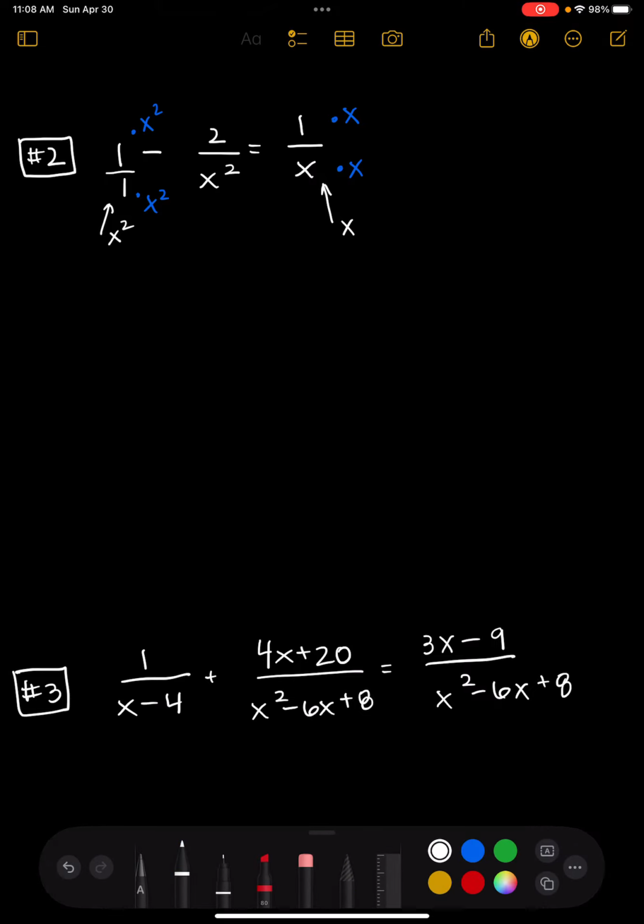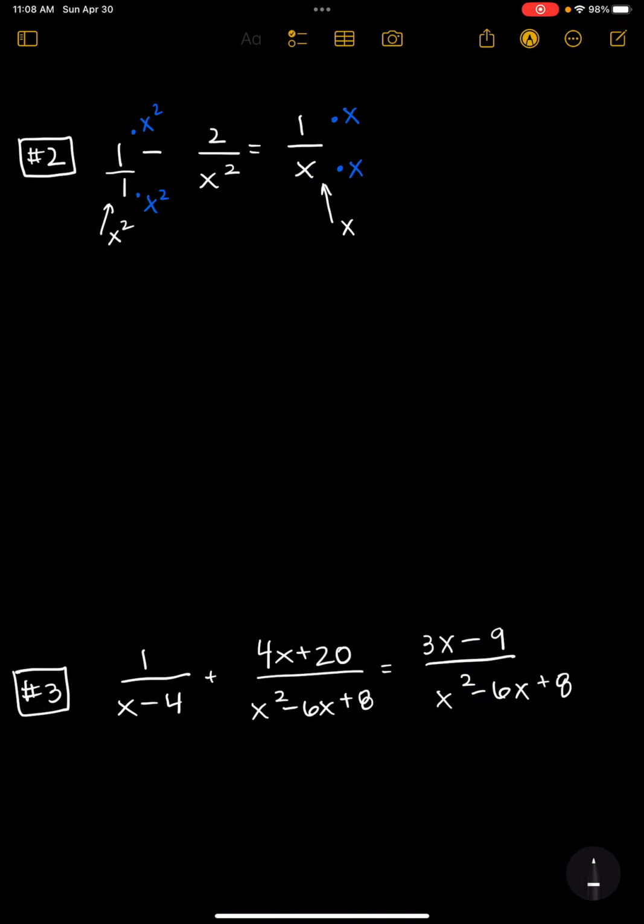All right, then what would we get? So we'd get 1 times x squared is x squared, over 1 times x squared is x squared, minus 2 over x squared, is equal to 1 times x, which is just x (we could have left it as 1x), over x times x is x squared. Now that I have all of the bottoms the same, I can cancel them out. And I'm just left with x squared minus 2 is equal to x.